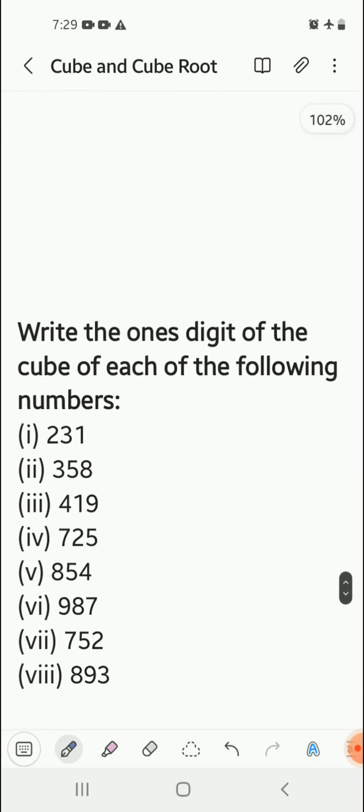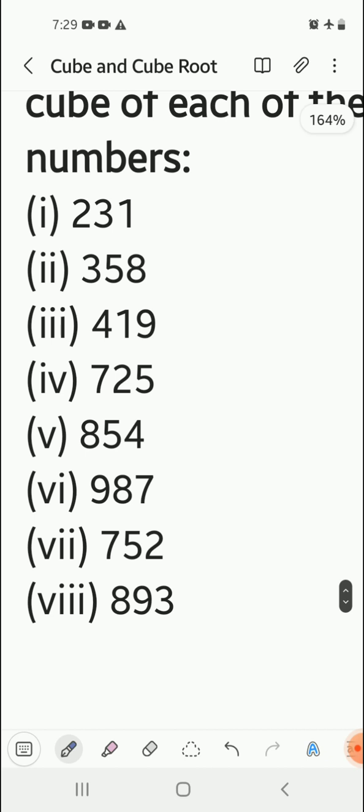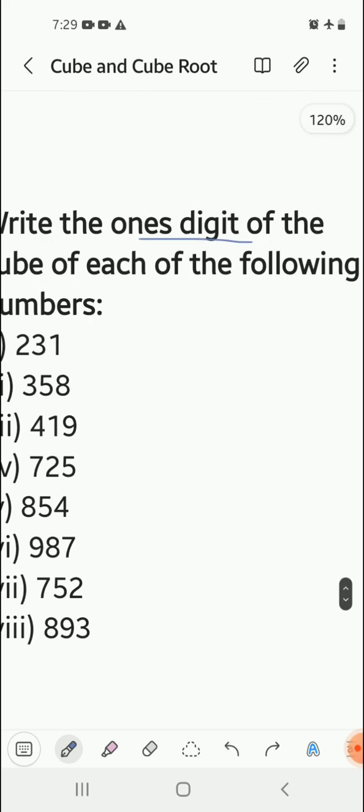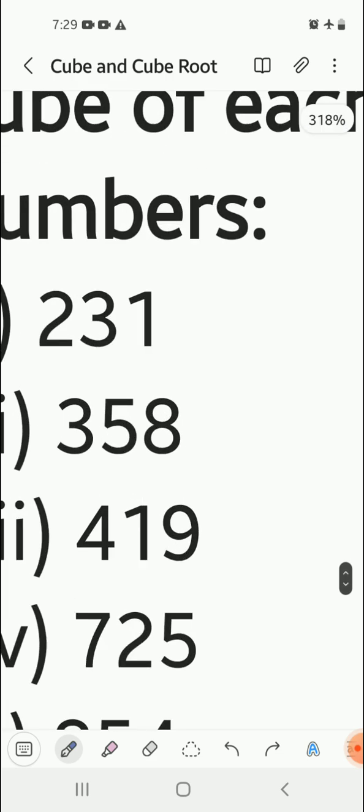We are going to do similar sums, like write the ones digit of the cube of each of the following numbers. Now these are numbers given to us. We have to find what will be the digit in its units place. Now see, we do not have to multiply the number 3 times in order to find it, because we're just asked to find what will be the number in its ones place. So the step is very simple.